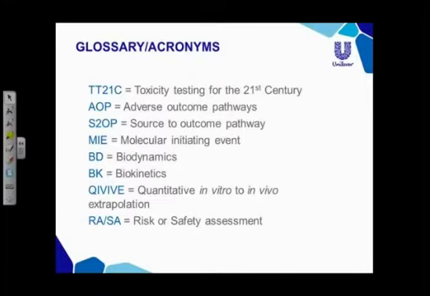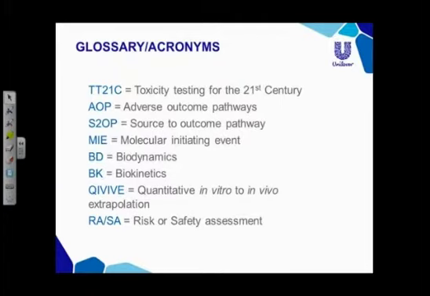So TT21C, toxicity testing for the 21st century. AOP gets bandied about a lot now in toxicology, that's adverse outcome pathways. I'll explain where that comes from. You can probably ignore source to outcome pathway there. Some of my chemistry colleagues will talk a lot about MIEs, molecular initiating events. Everything starts from these molecular initiating events, and trying to make decisions about what potential a chemical has, and what molecular initiating events it might give rise to, is very important.